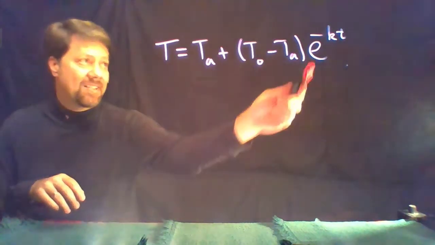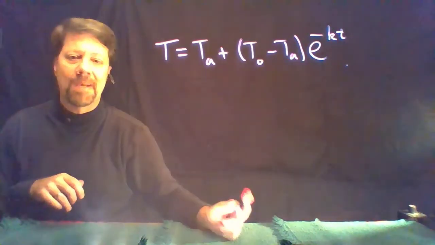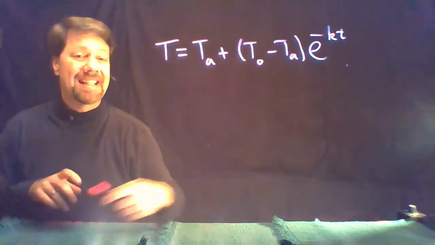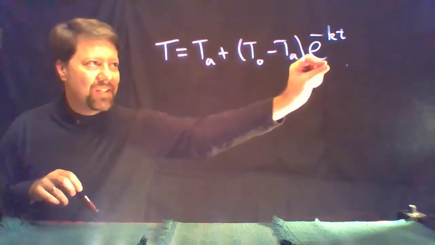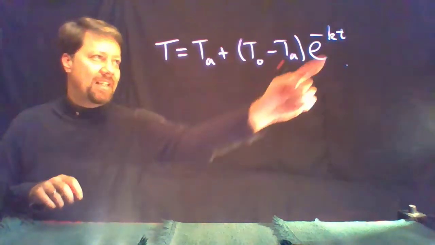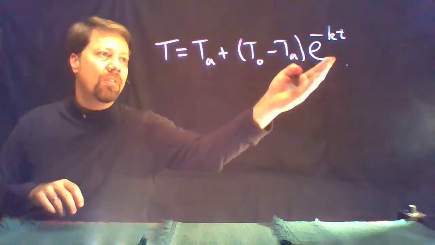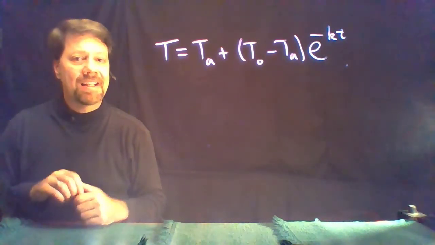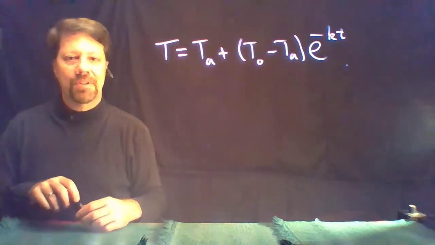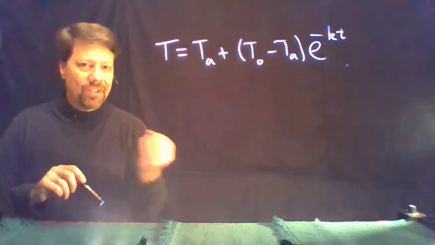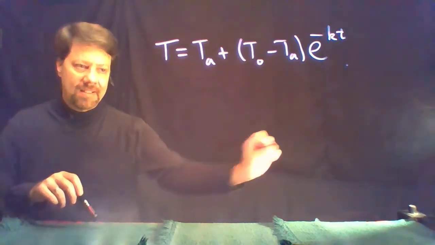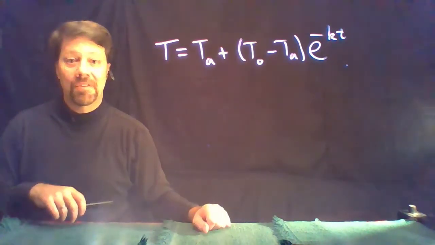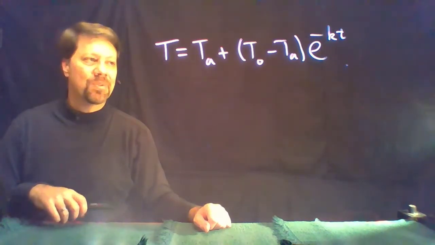Note that as t goes to infinity, since k is positive, this exponential function is a model for exponential decay, and hence will tend to 0. If t goes to infinity, this goes to 0, this whole term disappears, and the temperature at time t equals infinity will be the ambient temperature. In other words, when you take the cookies out of the oven, as time goes on, the temperature of those cookies will approach the temperature of the room, the ambient temperature of the room.